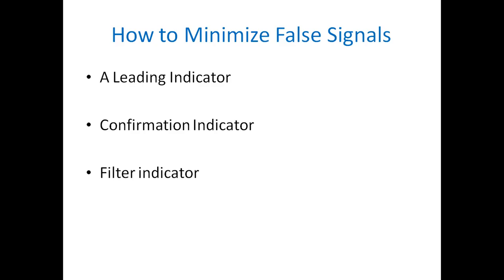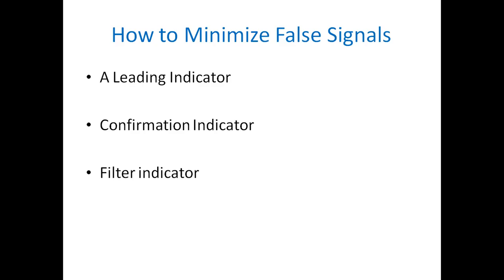I call that false signals. The false predictions or false directions that a software or indicator gives you are called false signals. So now, how can you minimize those false signals? Whether you are using free indicators, custom indicators on the internet or wherever, whatever indicator you are using, how can you minimize these false signals?